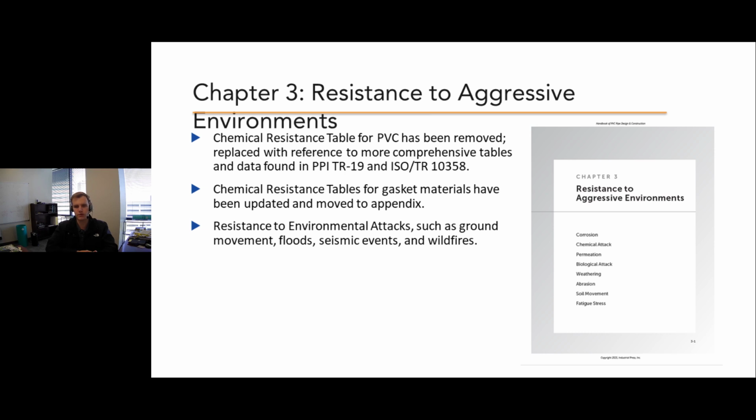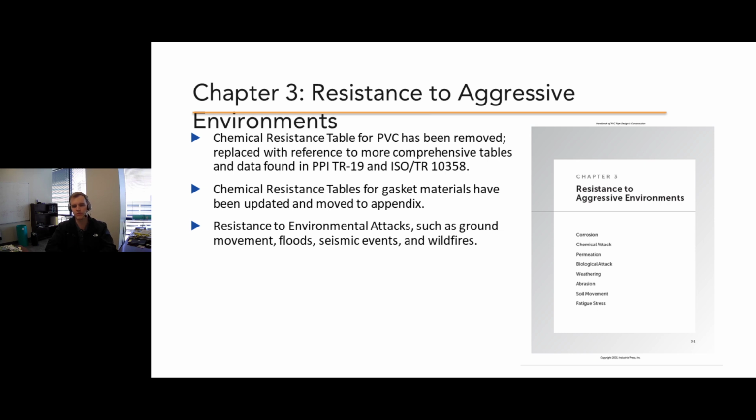Chapter 3 gets into resistance to aggressive environments. A couple of major changes happened in this chapter: the chemical resistance tables for PVC have been removed and replaced with references to more comprehensive tables and data found in different documents, PPI TR-19 and ISO TR 10358. The PPI, the Plastic Pipe Institute, has had a comprehensive study done on chemical resistance of different plastic pipe materials. Our tables were dated, and we felt it was better just to point to their tables, as the testing that's been performed for that has been significantly more comprehensive.